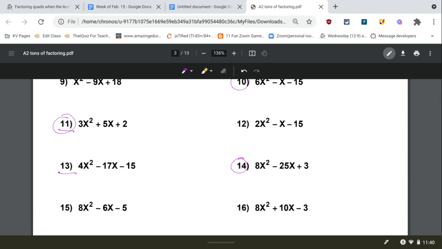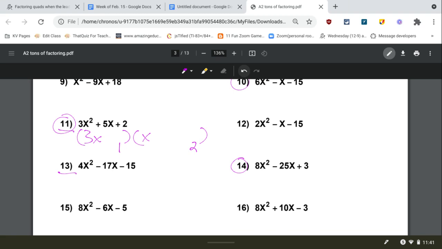So for this one, the leading term is a 3, and I can't just factor out the 3 because 3 doesn't go into 5 and 2. So I'm going to break this up into my scenarios, which the only way to get 3x squared is a 3x and an x. All right, so that's not too bad. And then these last numbers have to multiply to 2. So I know it's either got to be a 1 here and a 2 here, or the other way around. So the order will matter for this one.